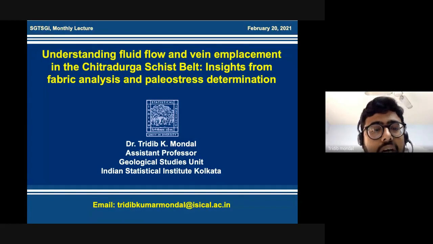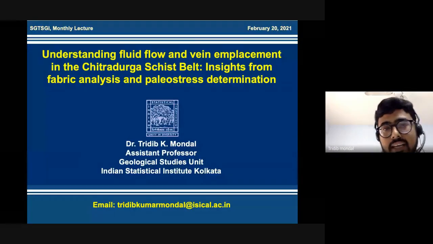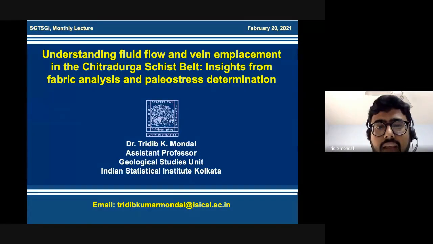Today, I'll be talking on understanding fluid flow and vein emplacement in the Chitradurga Schist belt: insights from fabric analysis and paleostress determination. Chitradurga Schist belt is a well known and well studied Archaean greenstone belt, and it is well known for gold mineralization also. And today I am going to share some of the new information that we have obtained during our last 3-4 years of research.